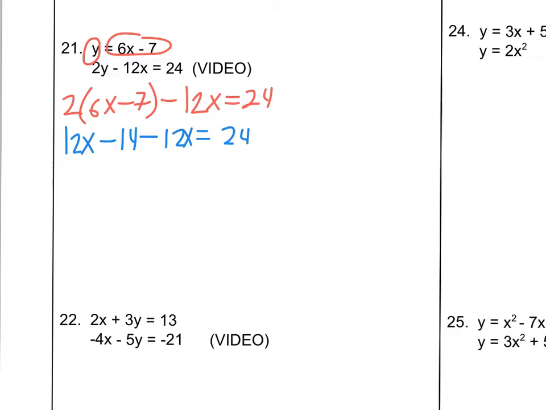I lost an x there. 12x minus 12x is 0, so we get negative 14 is equal to 24. And oh noes, this would be no solution. This is a false statement.